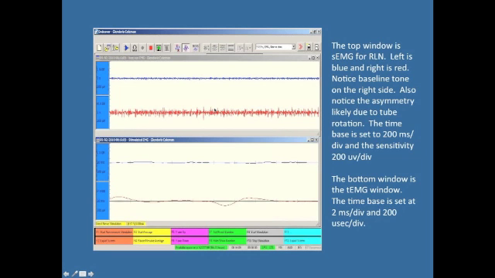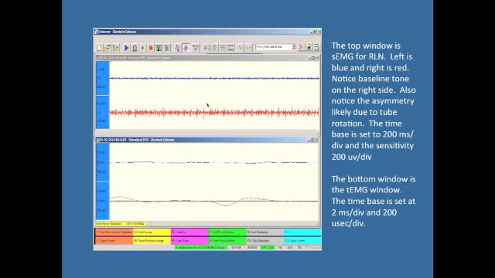Here's an example showing an asymmetry. So in the beginning, you have nice activity, baseline activity on the right side, and you still see some activity on the left, but it's of different amplitude. So in this case, the tube is very likely rotated.